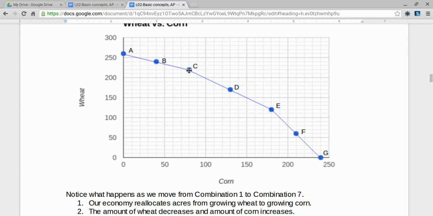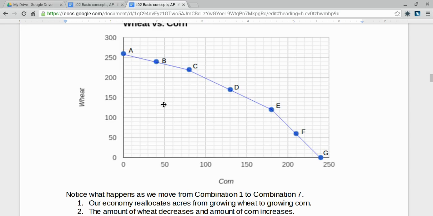Point C says we can grow as much as 220 bushels of wheat if we want to have 80 bushels of corn. And we can grow as much as 80 bushels of corn if we want to have 220 bushels of wheat.